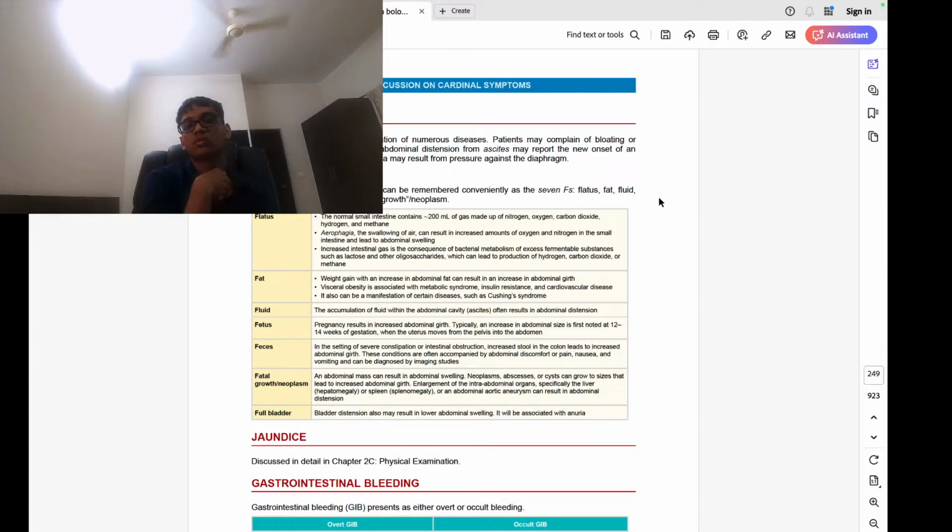Flatus is normal. The small intestine contains 200 ml of gas made up of nitrogen, oxygen, carbon dioxide, hydrogen, and methane. Aerophagia, the swallowing of air, can result in an increased amount of oxygen and nitrogen in the small intestine and lead to abdominal swelling. Increased intestinal gas is a consequence of bacterial metabolism of fermentable substances such as lactose or other oligosaccharides, which can produce hydrogen, carbon dioxide, or methane.